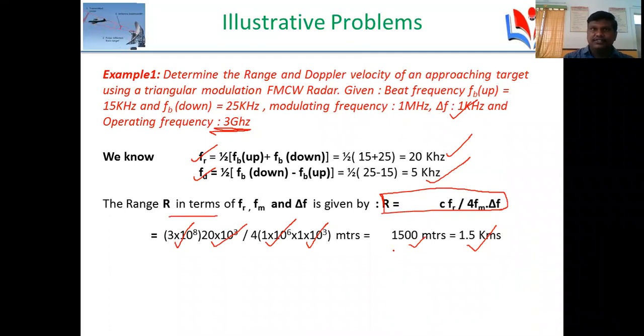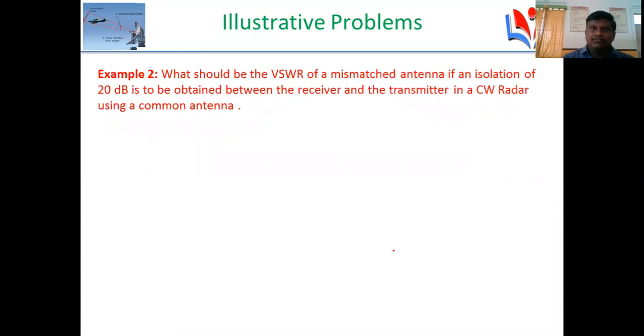Let's see the next problem. What should be the VSWR of a mismatched antenna if an isolation of 20 decibels is to be obtained between the receiver and transmitter in a continuous wave radar using a common antenna? So what is the question here? What is the VSWR? The isolation to be maintained between the transmitter and receiver is 20 decibels.